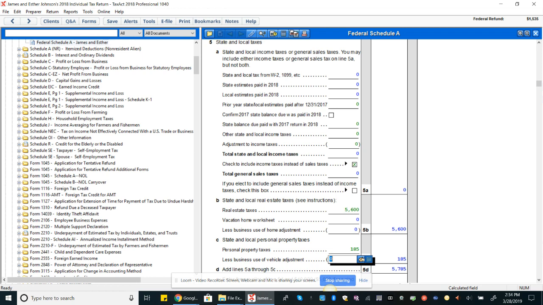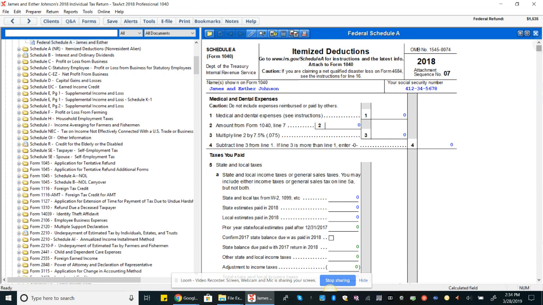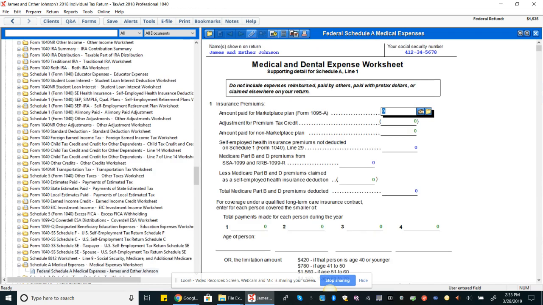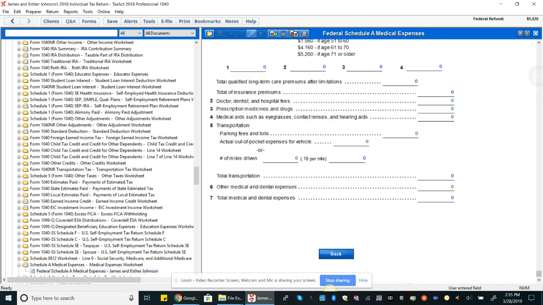Okay, doctor's expenses unreimbursed by insurance. So medical and dental, we have at the top, $7,400. Now, we can see this is blue, so we've got to drill down. We're going to click the folder. Amount paid for marketplace insurance. No. Adjustment for premium. No. We want actual medical expenses. So doctors, dentists, and hospital fees. That sounds like where we want to enter this. It's green, so we'll just pop it in and click back.